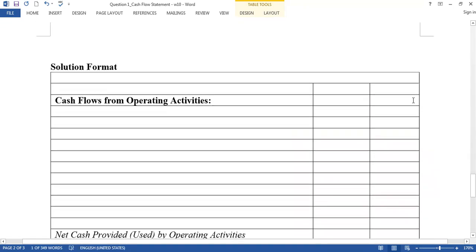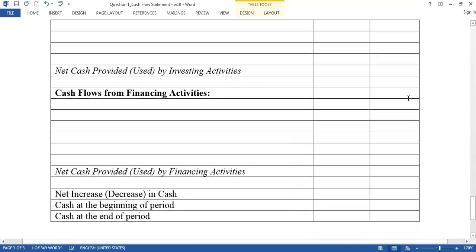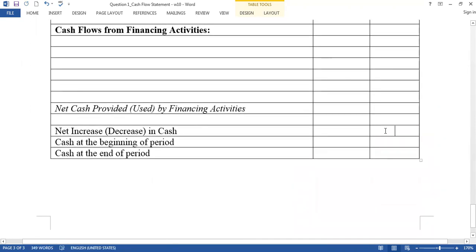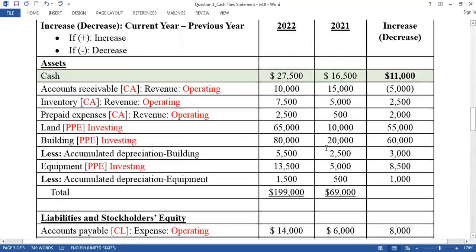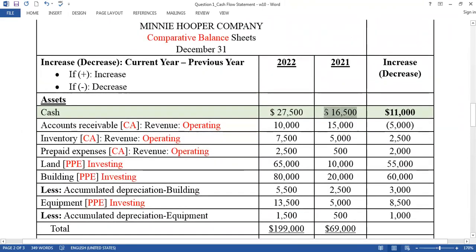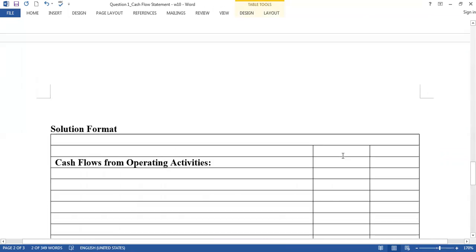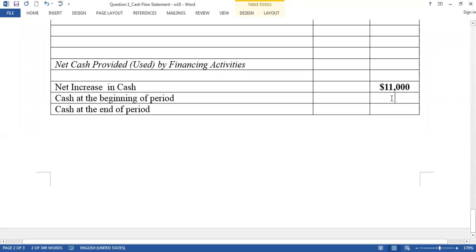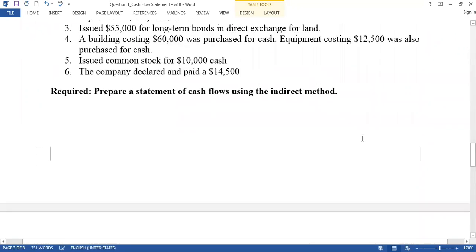So look at the solution format. I told you that. This is our answer. Our answer says that cash increased $11,000, right? Cash increase $11,000. And how did this increase happen? We know our cash at the end of the year and cash at the beginning of the year. So we have this information. This is the beginning cash, and this is the ending cash.